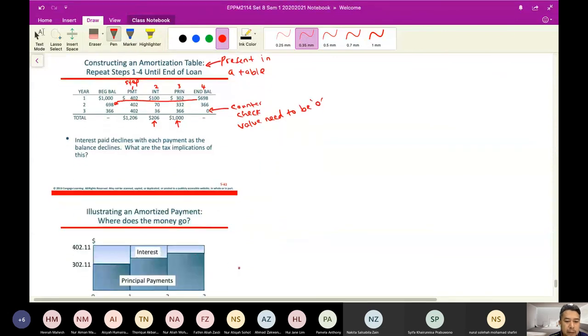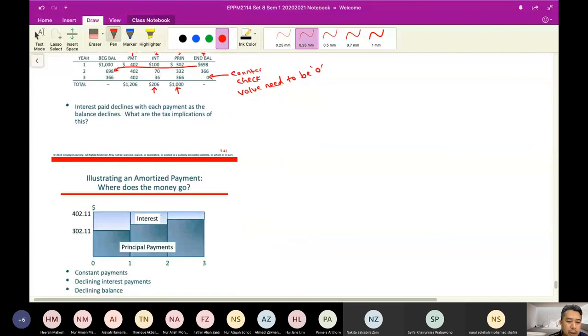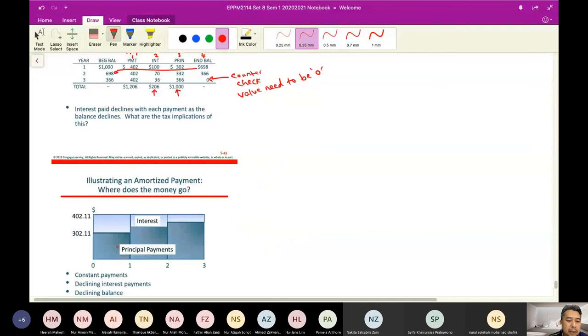I think that's about it. Okay, again, this is it shown in a picture. During year one, you can see the principal payment. The amount is small, and then the amount is getting bigger. Why? Because although your payment is the same every time, you allocate it differently during year one, year two, and year three.